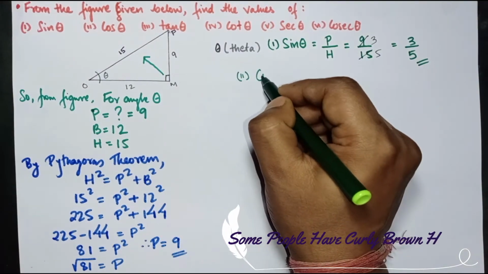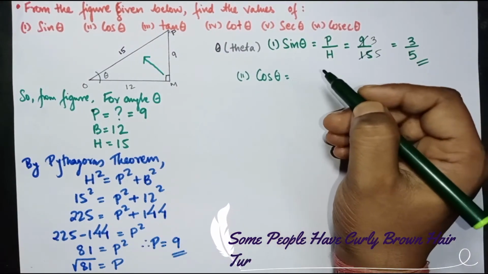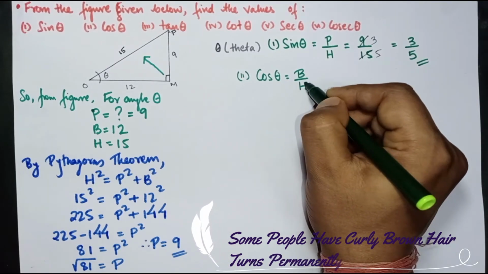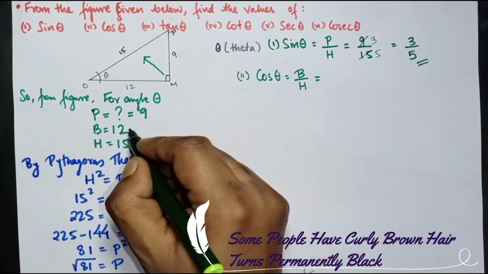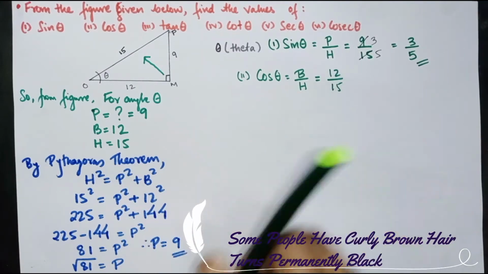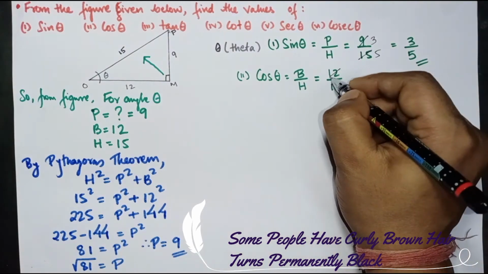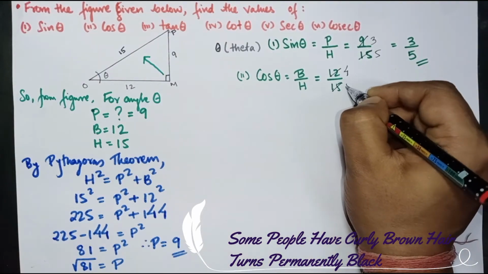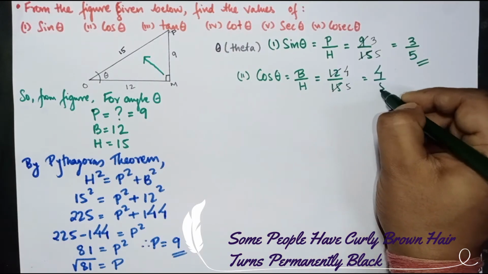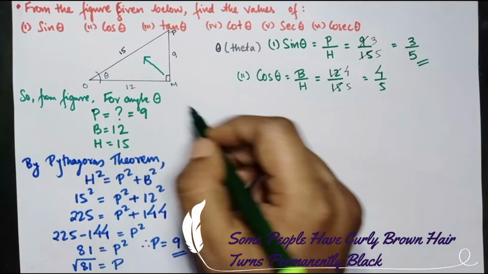Yes, so what do you have? Cos theta. The cos theta formula is base by hypotenuse. So what is my base? Base is 12 and hypotenuse is 15. Again it will get cancelled by 3: 3 4s are 12, 3 5s are 15. So how much did I get? 4 by 5.